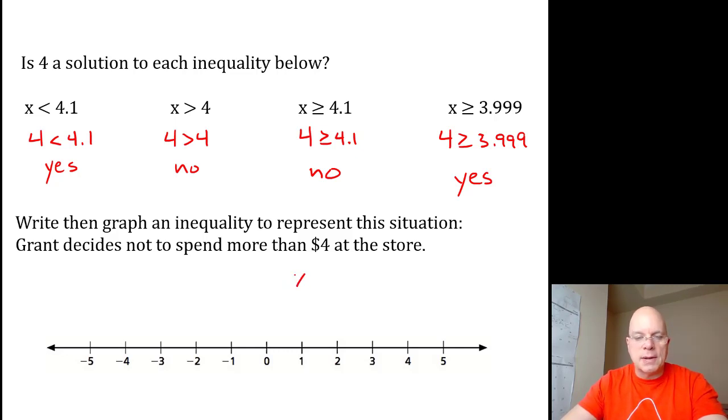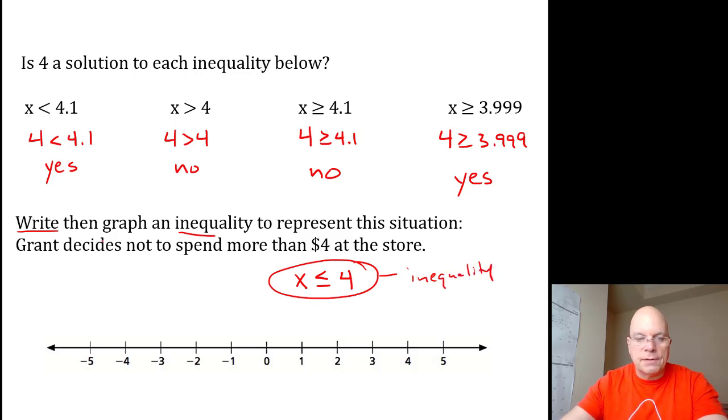So let's let X be the amount of money Grant spends. He could spend $4 or any amount less than $4. So he could spend less than or equal to 4. That's the inequality. When it says write an inequality, this is an inequality.